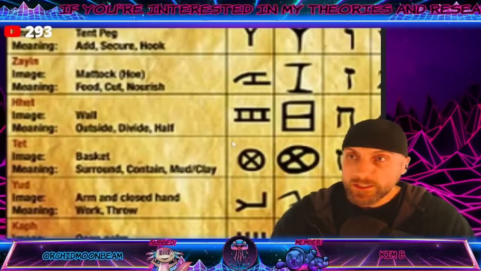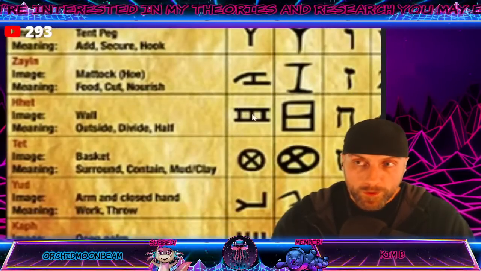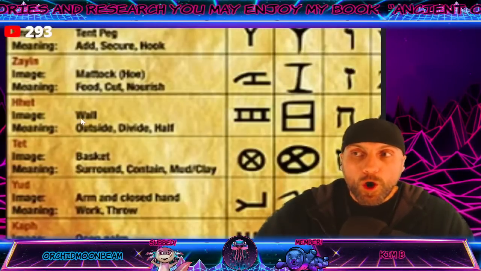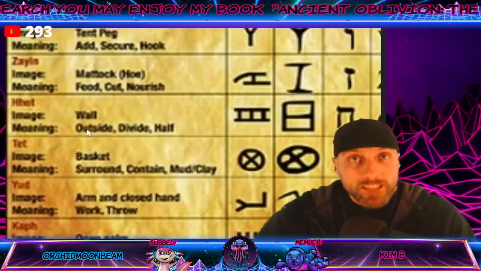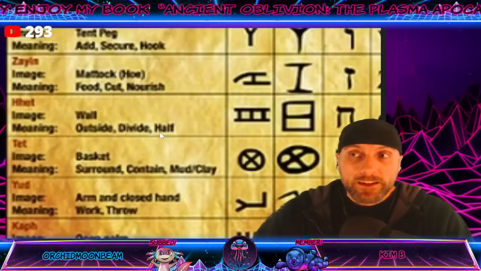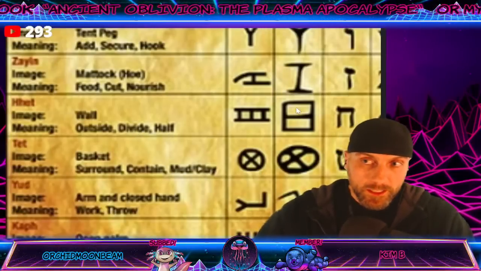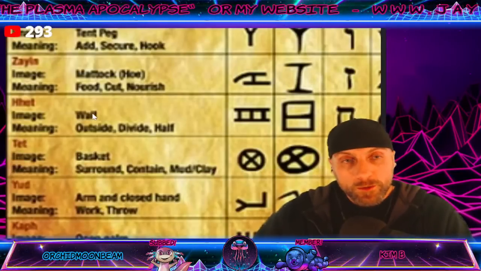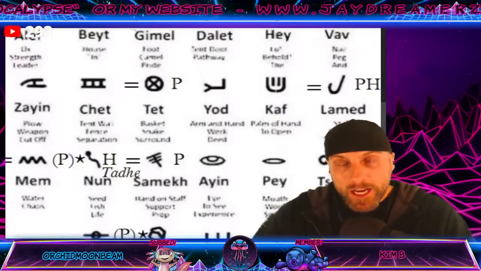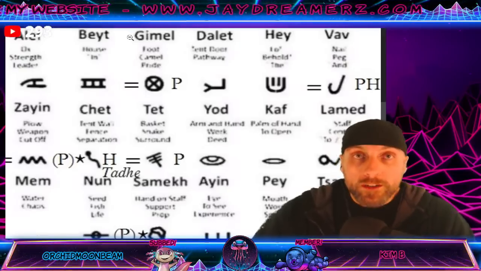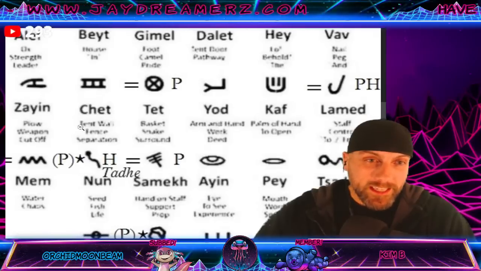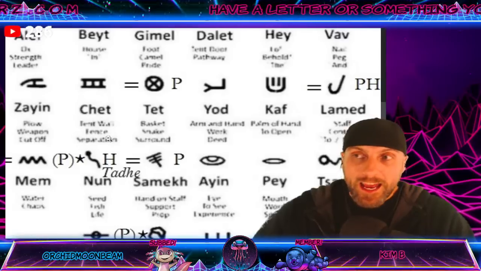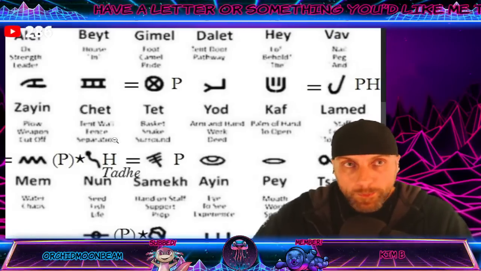Now, if you look here, you can see the het right there, the sideways ladder with the 3 beams. And it meant, it was a picture that conveyed a wall, something outside, to divide half, because in this particular letter 8, it looks like you're dividing it in half as well. But originally it was closer to a wall and outside. In particular, a wall that was outside. So if we look over here, it says a tent wall, a fence. I know it's kind of hard to read, but it says fence, and separation, or a separator.